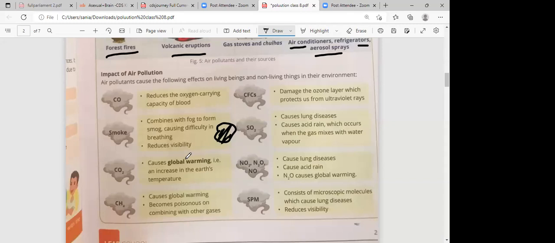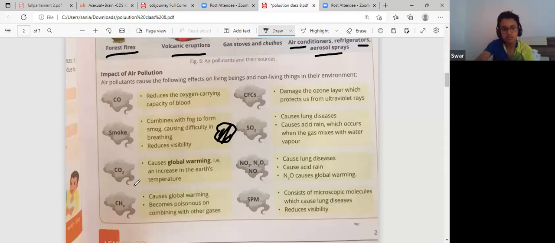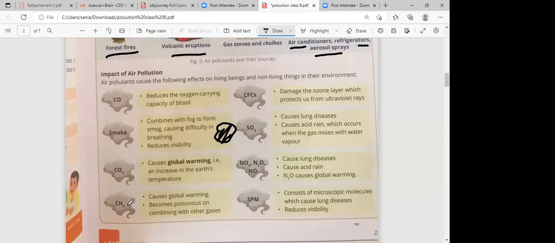Then CO2 causes global warming. It increases the temperature of the earth. Next is CH4, which is methane. It causes global warming, plus it becomes poisonous on combining with other gases. If it combines with CO2 or smoke or CO, it becomes more dangerous. Then CFCs damage the ozone layer, which protects us from ultraviolet rays.